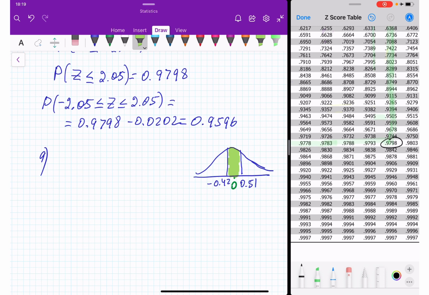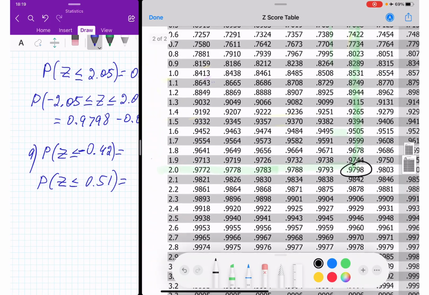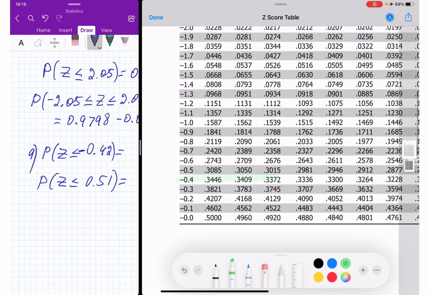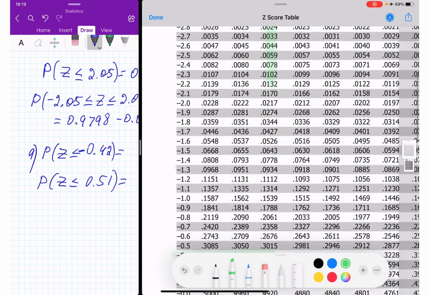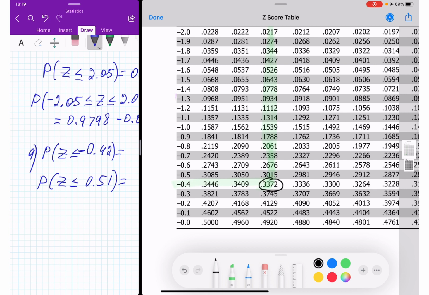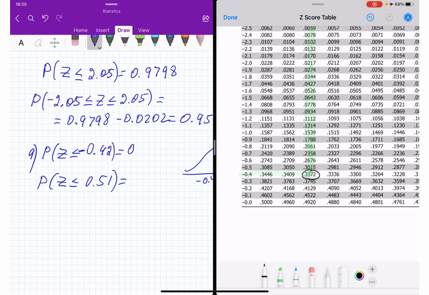All right. So first thing, the probability that z-score is less than or equal to negative 0.42. The second one, the probability that z-score is less than or equal to 0.51. So what do we get from here? Negative 0.42. Where is your 2? It's right here. Okay, so the solution is 0.3372.